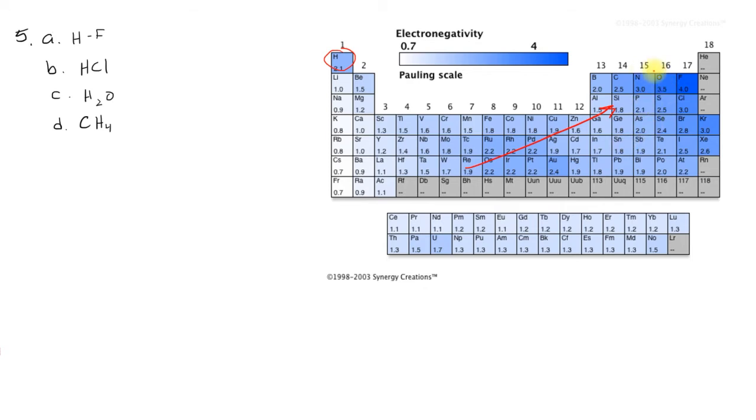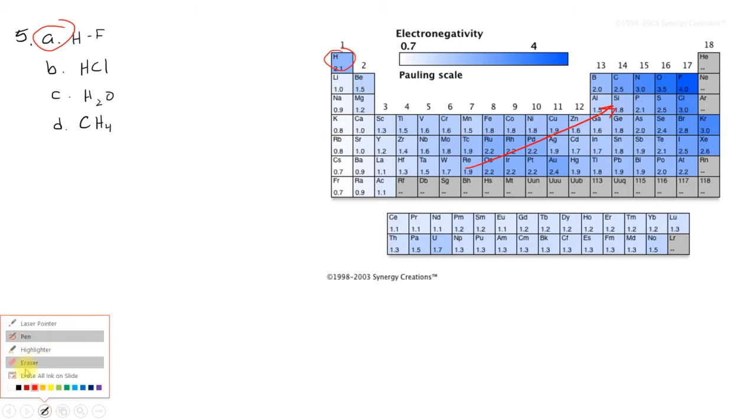H2O is really HO, so it would be comparing oxygen and hydrogen. They're closer together, so they're not as polar as HF is. And carbon's even closer than that, so that's pretty much non-polar compared to the other three. So the best choice here is HF because it has the biggest difference in electronegativity values.